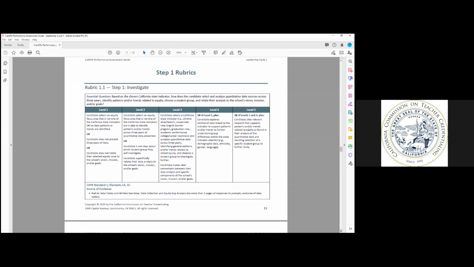And then at the bottom, you'll see for this rubric, we are addressing CAPE Standard 1, elements 1A and 1C, and then it reminds the candidate again, you're going to be submitting Part A, which are tables and narratives. No more than 5 pages of response narrative, then your tables are outside of that 5 pages. So to talk a little bit about the lessons learned and how to approach this, we're going to turn it over to Keith.